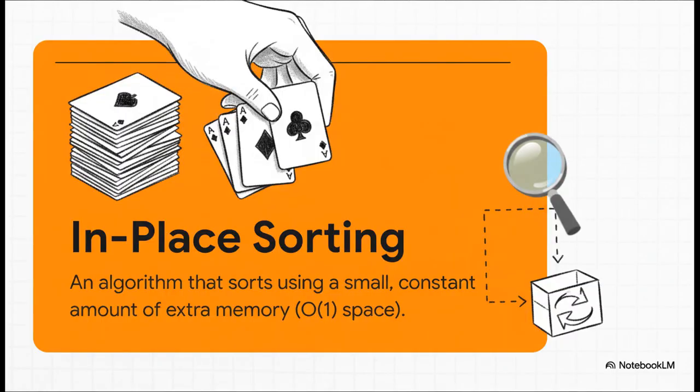And that leads us to this idea of in-place sorting. The best way to think about it is like sorting a deck of cards entirely in your hands without needing a big dining room table to spread them all out. An in-place algorithm sorts the data right there within its own little box, its original memory space.